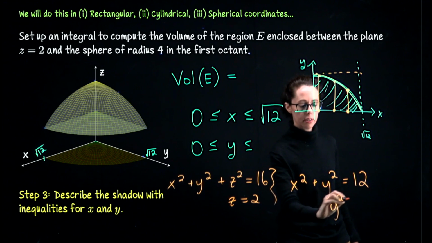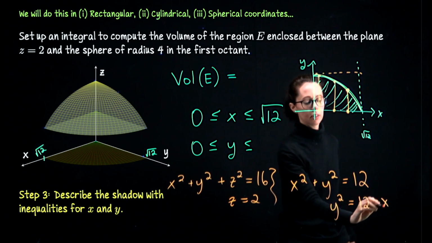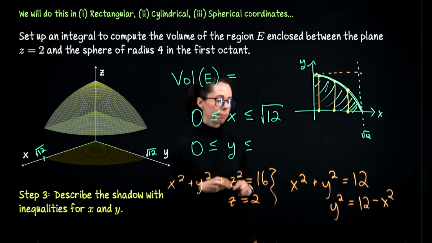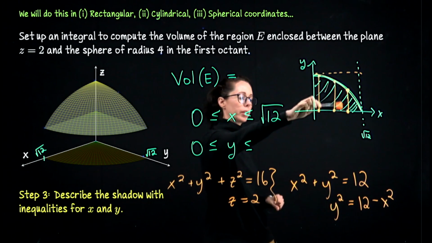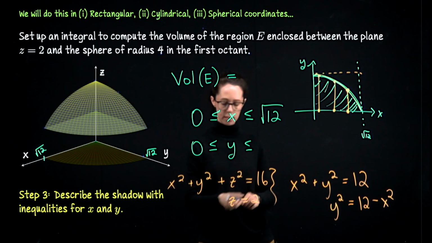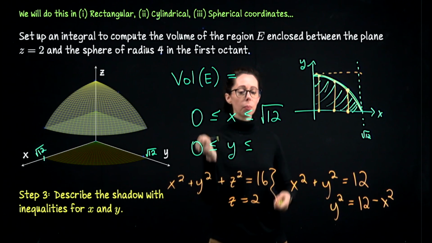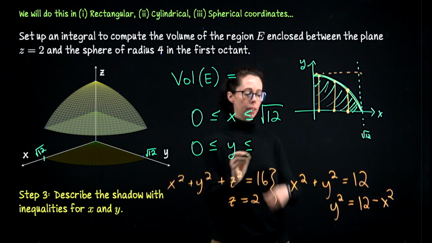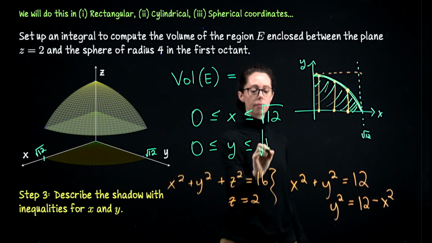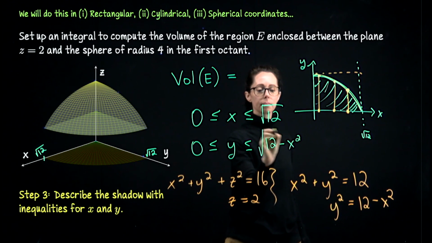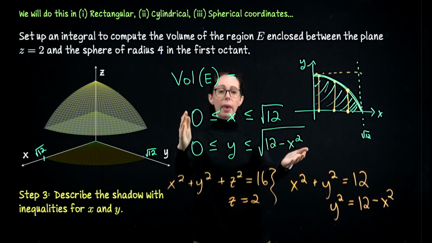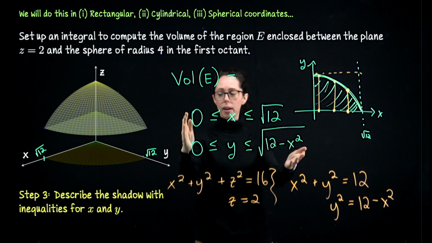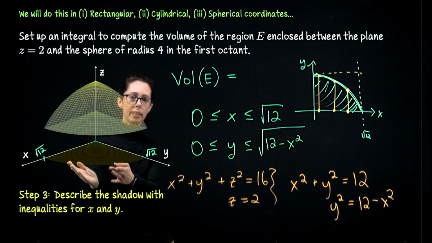So y squared equals 12 minus x squared. Since we are working in the first quadrant where y is strictly positive, we take the square root of both sides, and we get that the appropriate upper bound for y is going to be the square root of 12 minus x squared. This pair of inequalities together describes this quarter disk in the xy plane.